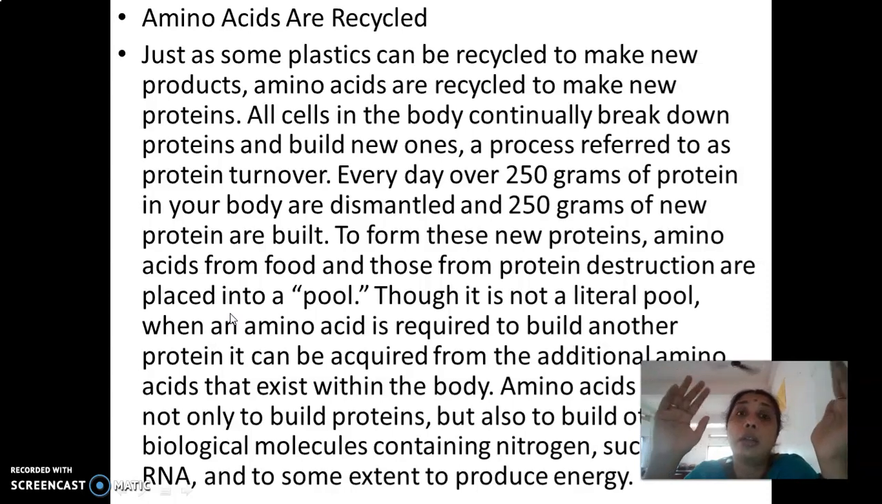Now if the rate of catabolism is equal to the rate of anabolism, then we call it nitrogen balance. That is, the balance is maintained. Okay. So to form the new proteins, amino acids from the food and protein destructions are placed into a pool.